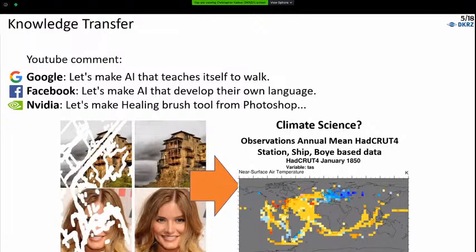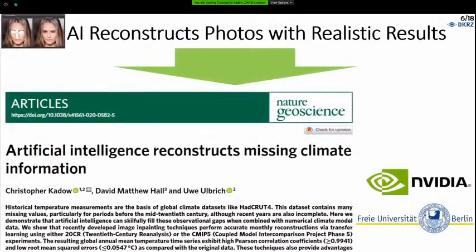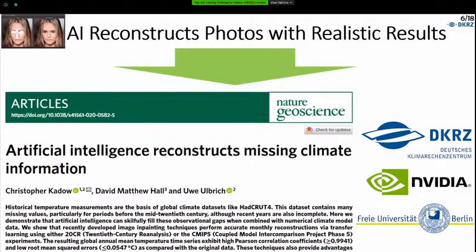We have these broken pictures actually in climate science. And I was asking myself, okay, can we do that? Could we change the technology here? And this is how it all started. The video is called AI Reconstructs Photos with Realistic Results. That's why the title is Artificial Intelligence Reconstructs Missing Climate Information.